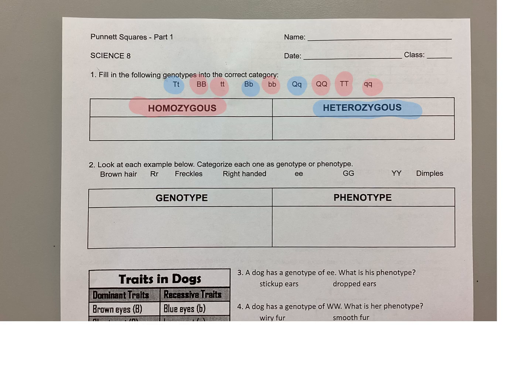Look at each example below, categorize one as genotype or phenotype. So the genotypes are the way that the gene actually is arranged, the letter combination, and the phenotype is physically what it looks like, okay? So those are the genotypes and phenotypes.